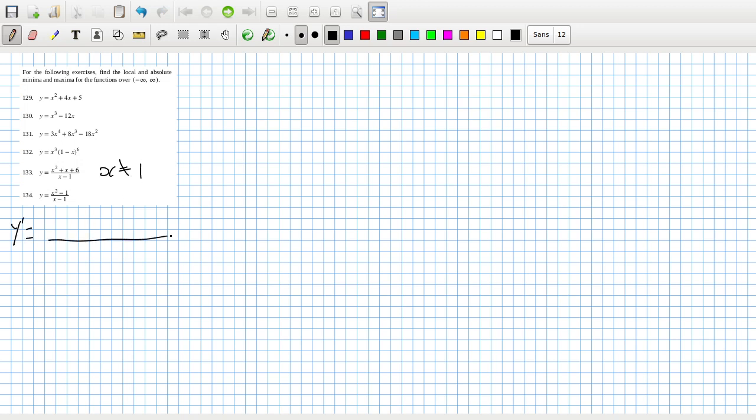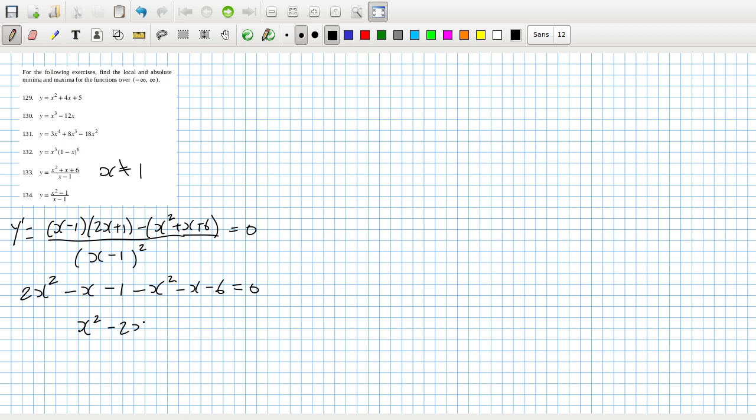The derivative is the bottom squared. The bottom times the derivative of the top minus the top times the derivative of the bottom should equal 0. So 2x squared minus 2x plus 1 is minus x minus 1 minus x squared minus x minus 6 equals 0. x squared minus 2x minus 7 equals 0. I must have made a mistake because that's a messy answer.